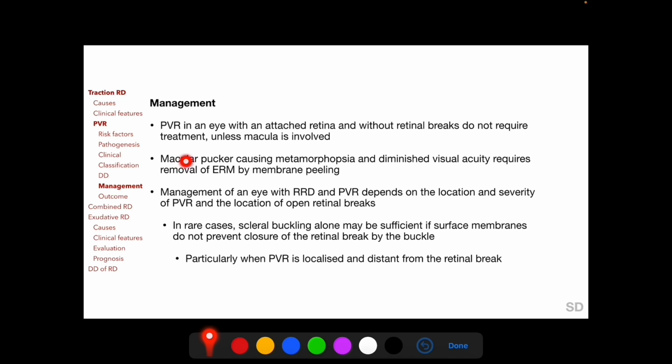involved. Macular pucker due to ERM formation from PVR causing metamorphopsia and diminished visual acuity requires removal of the ERM by membrane peeling, and management of an eye with RRD and PVR depends on the location and severity of the PVR and location of open retinal breaks. In rare cases of PVR with RRD, scleral buckling alone may suffice, particularly when PVR is localized, distant from the retinal break, and thus not interfering with closure of that retinal break by the scleral buckle.